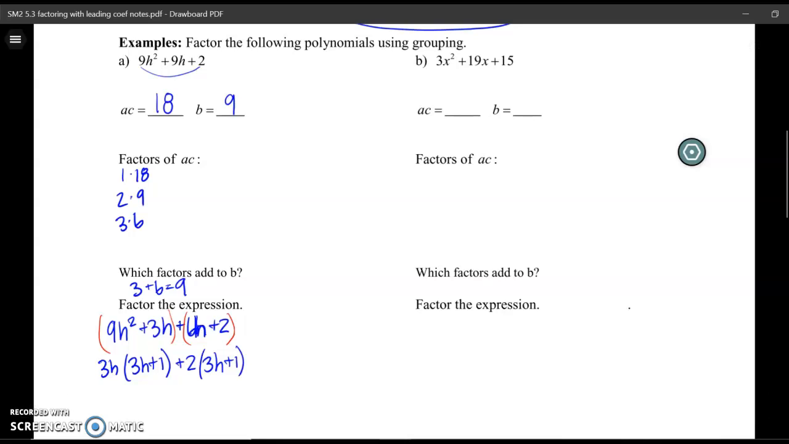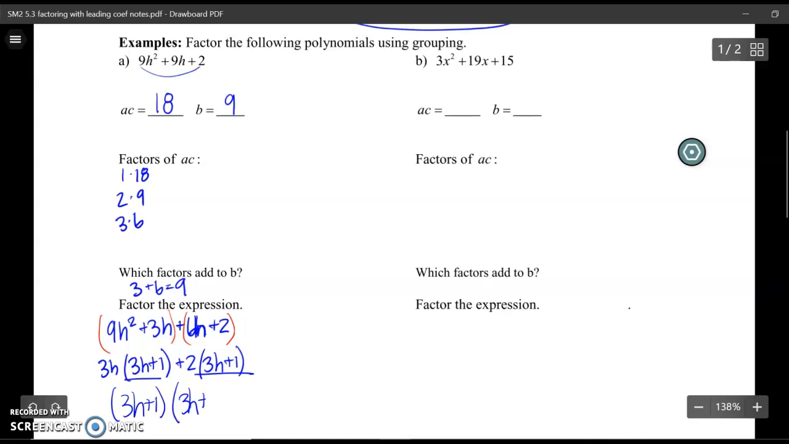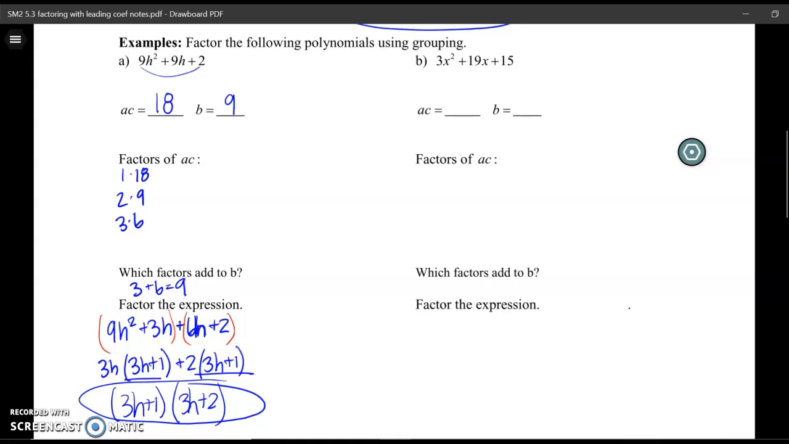And my last step is I'm going to factor out the 3H plus 1 from each of these pairs. 3H plus 2. Okay, so that is my factored form. So if you feel comfortable with factoring by grouping, then the only real new thing you have to learn how to do is figure out how to split up your middle term B so that it's useful for you.